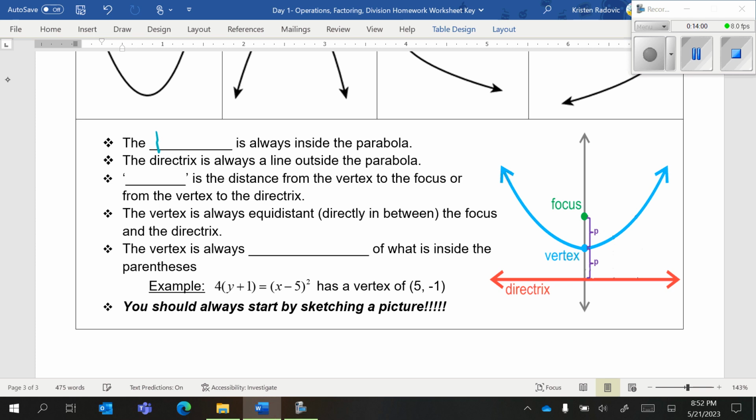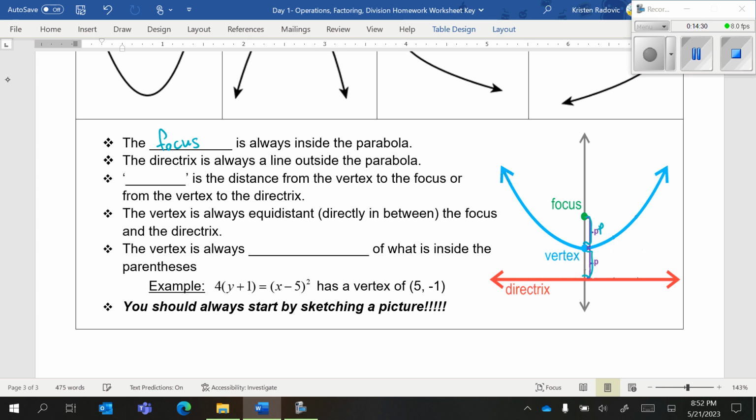Now, what you do need to know is that the focus is always inside of the parabola. The directrix is the line on the outside of the parabola. So in green, we have the focus on the inside. Notice how the blue parabola will never touch the red line of the directrix. Now, that distance from the vertex to the focus right here is called P.